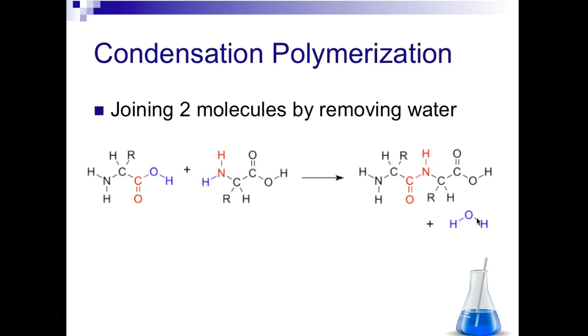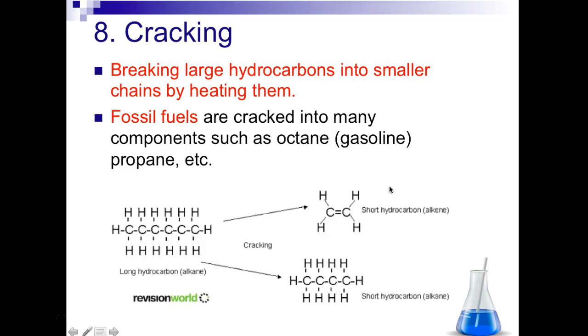Condensation polymerization, that's joining two molecules by removing water. So if we look right here, we have an OH group here and an H here. These are going to bond together to make water. And then where that bond was broken, the two other compounds are going to join together. And cracking, that's breaking large hydrocarbons into smaller chains by heating them. Fossil fuels are cracked into many components such as octane for gasoline, propane, etc.